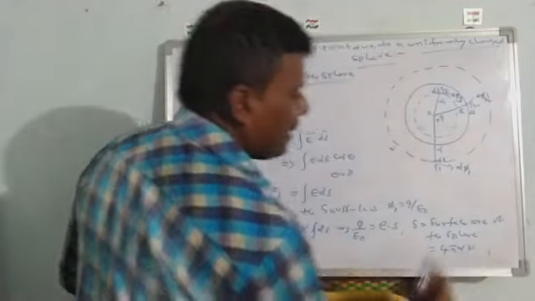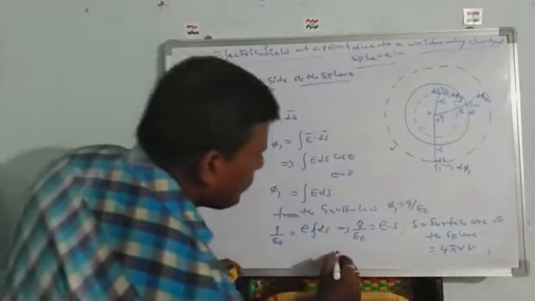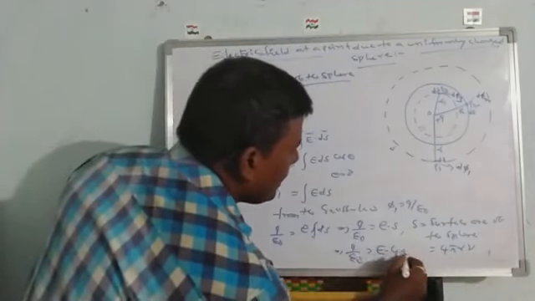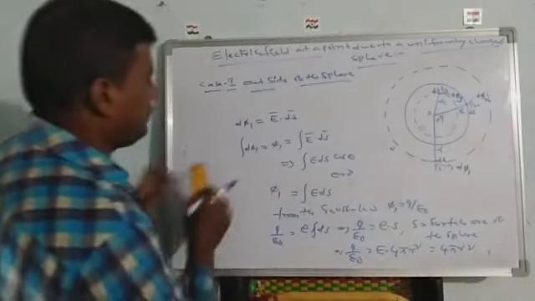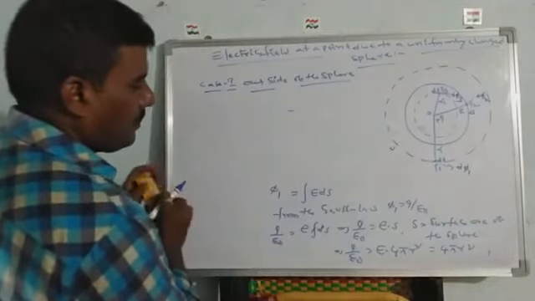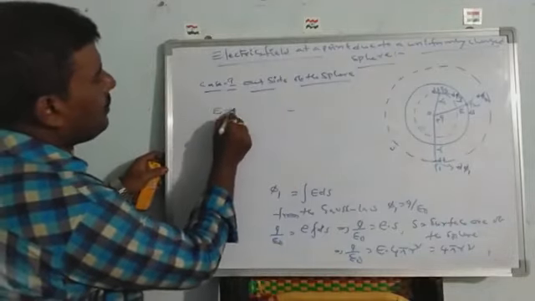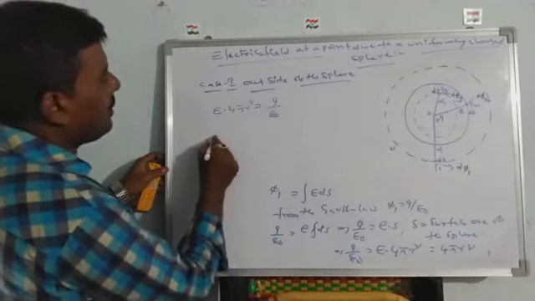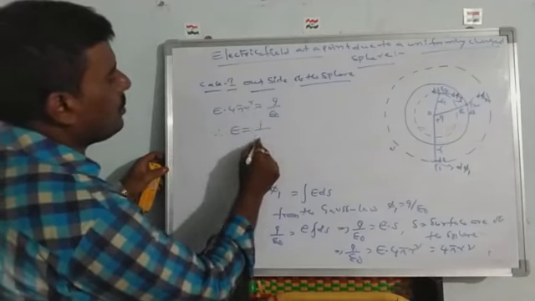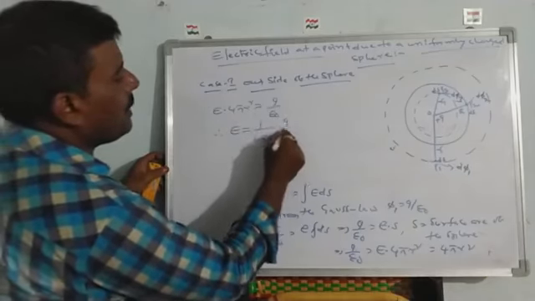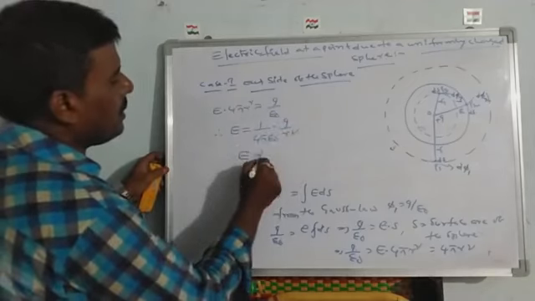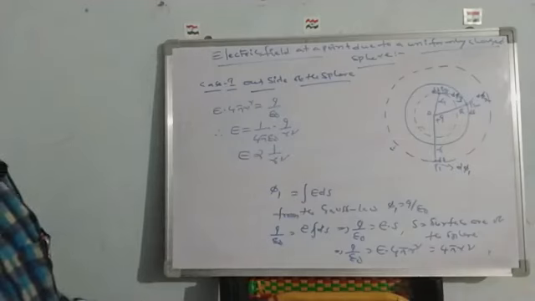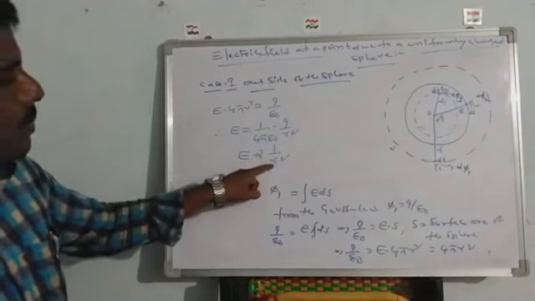With distance r, the surface area is 4 pi r square. So q by epsilon naught equals E into 4 pi r square. So E into 4 pi r square equals q by epsilon naught. Therefore, E equals 1 by 4 pi epsilon naught into Q by r square. That means E is inversely proportional to r square.